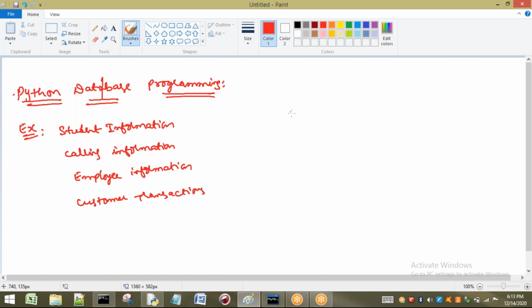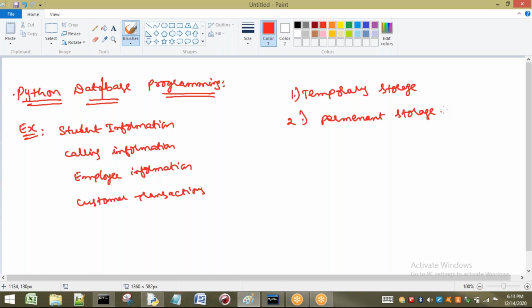Generally data can be stored in two memory areas, mainly two storage areas. We can categorize them into two: the first one is temporary storage, because I am talking about Python only, and the second one is permanent storage.